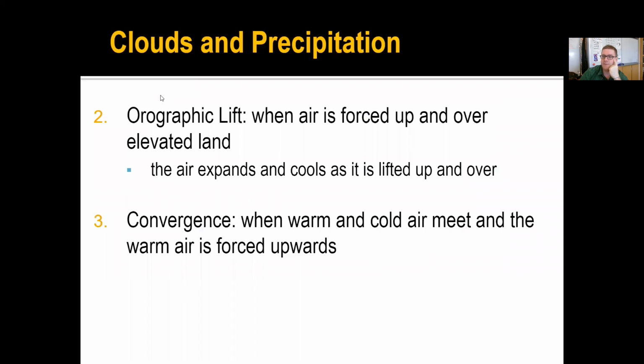Next one, orographic lifting. This happens when air is forced up and over an elevated land. We'll show a picture of this in a minute. It has to do with mountain ranges. And then convergence, when warm and cold air meet and the warm air is forced upwards.